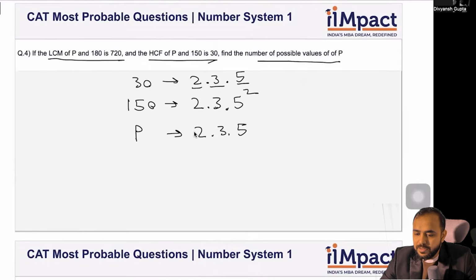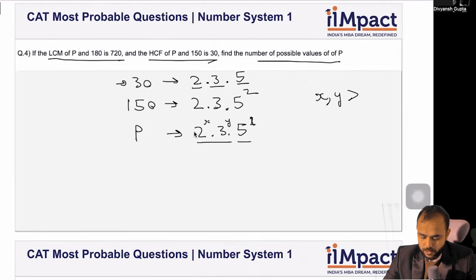Now, what are the powers that P can take? If the power of 5 is not 1, let's say it is 2, then wouldn't the HCF have 2 as a power? So the power of 5 in P is fixed at 1. It is required because 30 is a factor of P, but it can't be more than 1 because otherwise the HCF will change. For 2 and 3, the powers can be taken as x and y, with the constraint that x and y both have to be greater than or equal to 1. They will have to be at least equal to 1. So this is as much info as we can get from the HCF statement.